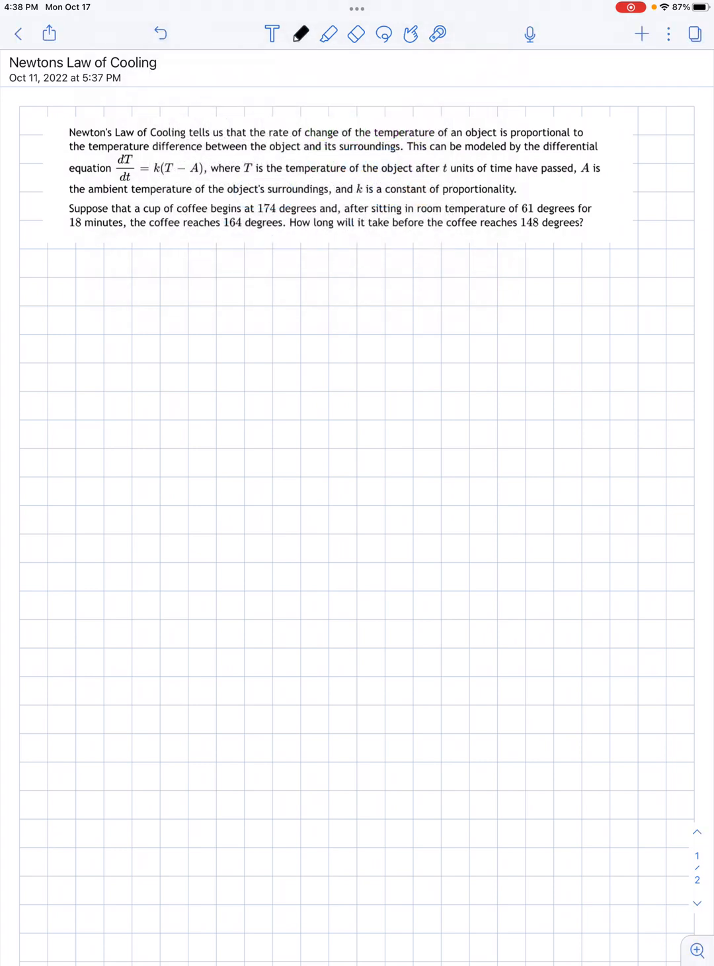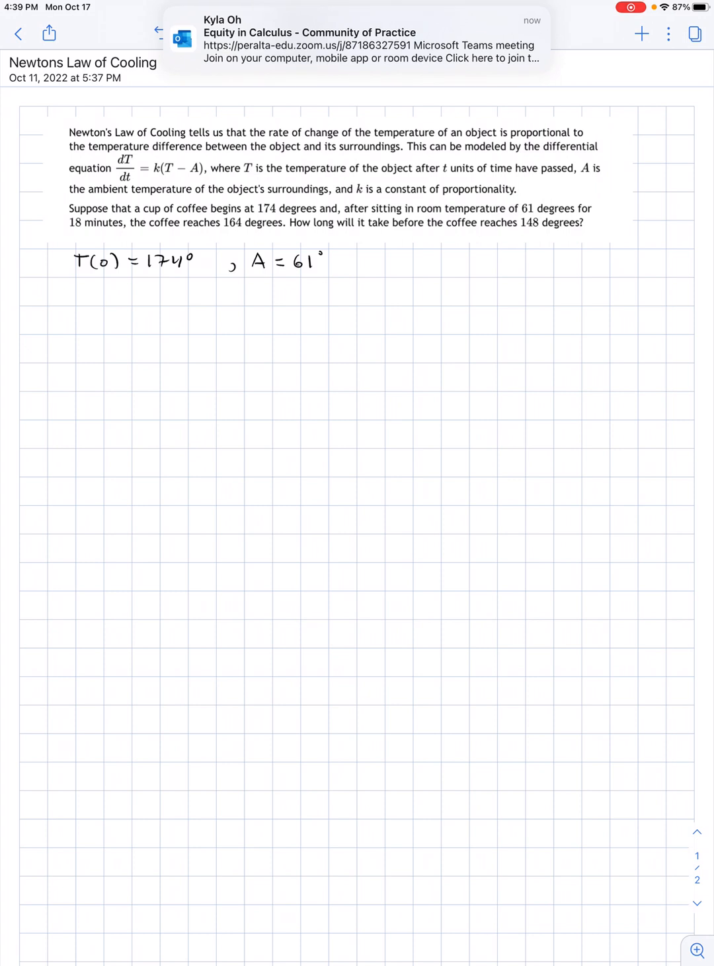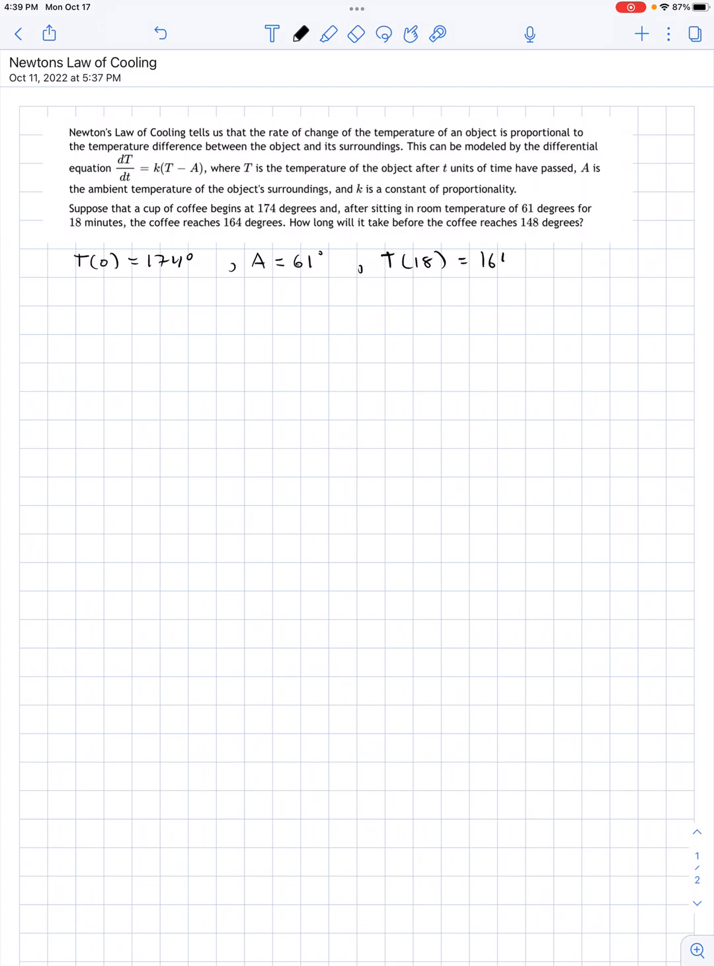So, with this problem, we have a cup of coffee beginning at 174 degrees, which I can actually label as the initial condition: it starts out at 174 degrees. After sitting in a room temperature of 61 degrees, so that tells us the ambient temperature is 61 degrees, for 18 minutes, which I can say is going to be equal to 164 degrees.